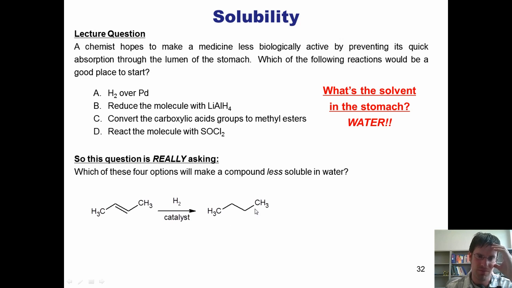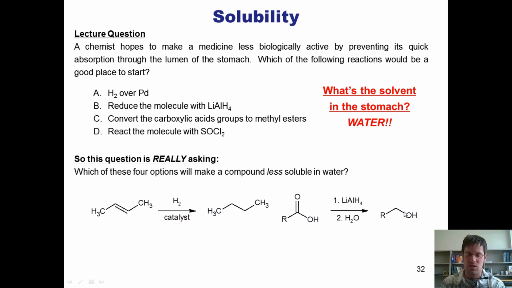The answer is no, not really. Let's go over here to option B. In option B, we could take a carboxylic acid and reduce it with lithium aluminum hydride, and what it does is it converts it into a primary alcohol. Does that change a compound's solubility in water a whole heck of a lot?